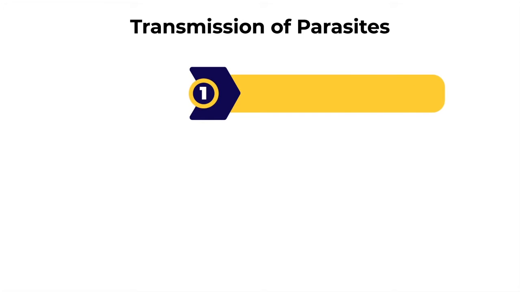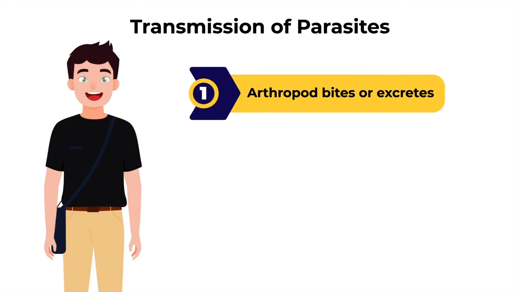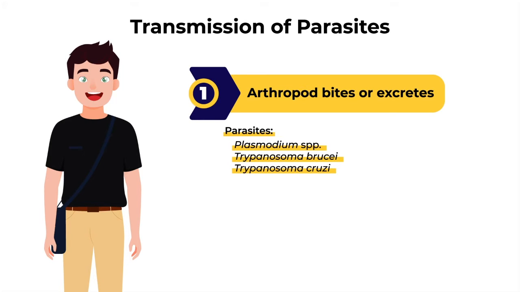The first one is through arthropod bites or excretes. Parasites that can be transmitted through arthropod bites include Plasmodium that causes malaria and Trypanosoma brucei that causes African sleeping sickness. Trypanosoma cruzi that causes Chagas disease is transmitted through the excretes of kissing bugs.